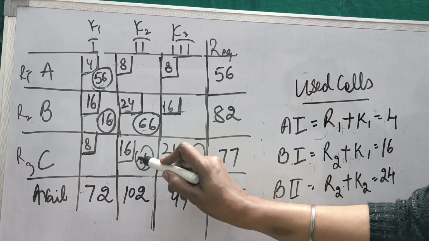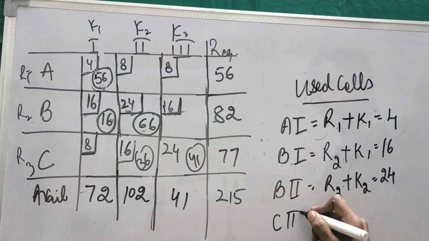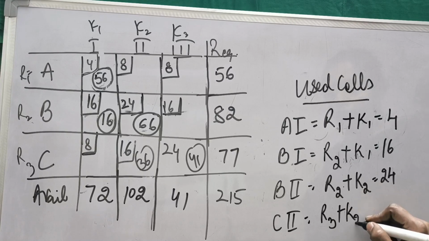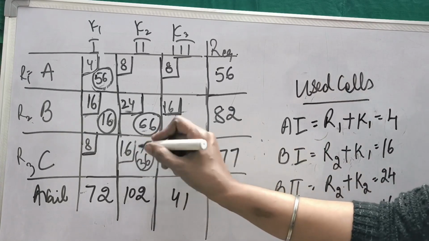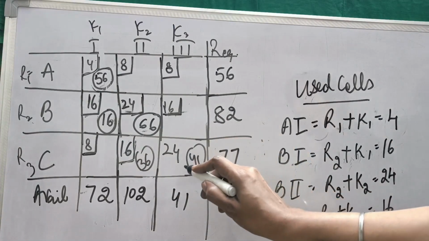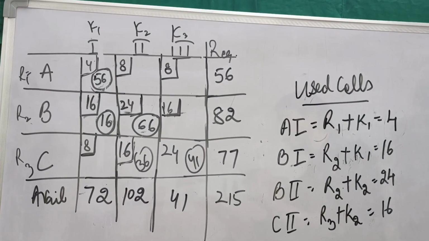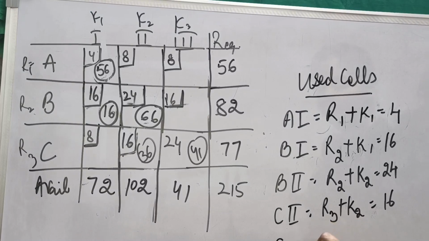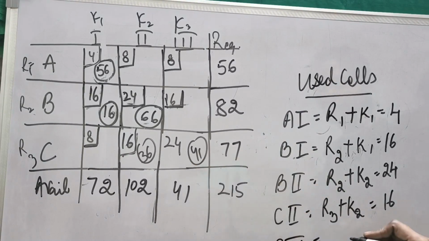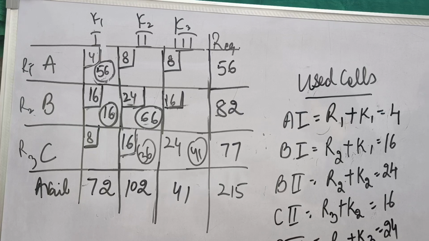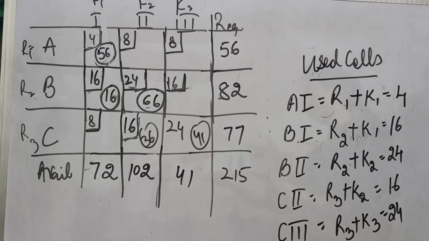After that, this is my used cell, that is C2, and this cell has been designed by R3 plus K2 and its value is 16. So just observe, we are putting transportation cost values. And in the last, this is my last used cell. I will write this also. This is C3 and this has been designed by R3 and K3 and its value is 24. So like this, you will be writing the values of all the used cells from the question.